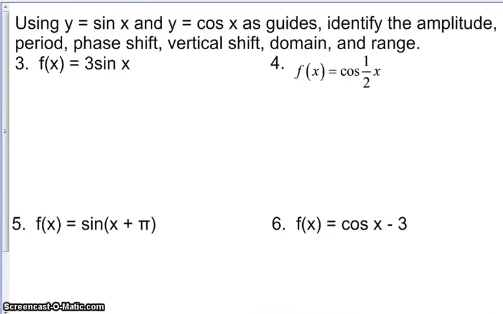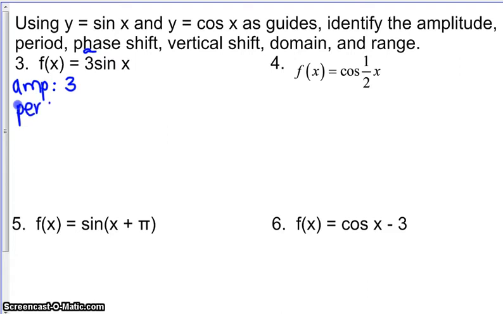Okay, so let's take a second and talk about the transformations of each of these graphs. We're going to identify the amplitude, period, phase shift, vertical shift, and domain and range. So our amplitude for this first graph comes from A. So if we take a look at this graph, 3 is our A value. So our amplitude is 3.